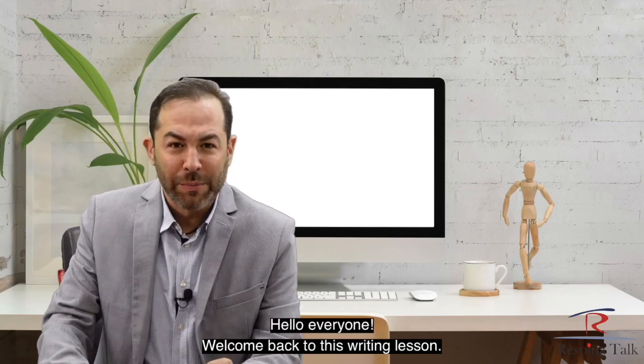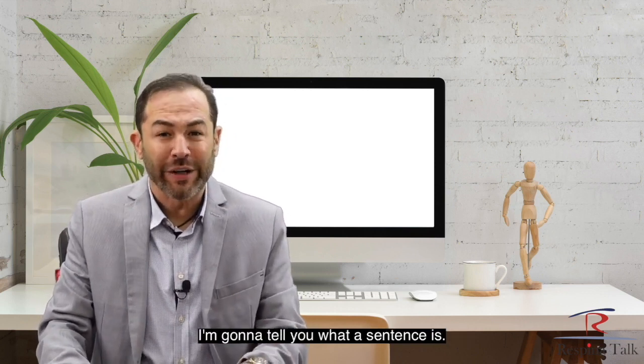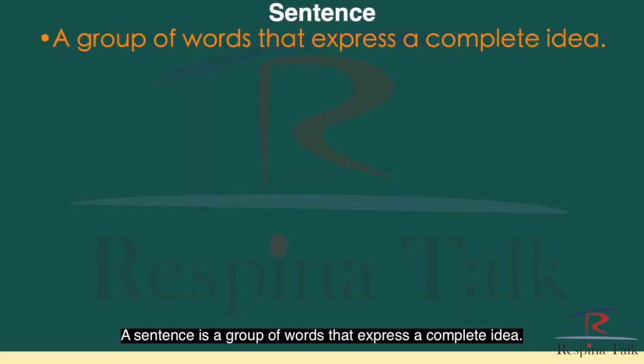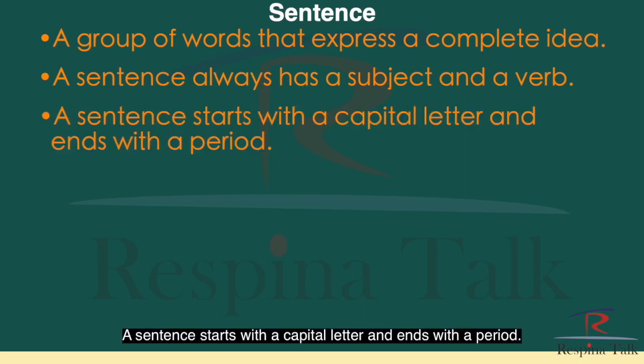Hello everyone and welcome back to this writing lesson. First we're going to start off with a sentence. I'm going to tell you what a sentence is. A sentence is a group of words that express a complete idea. Now a sentence always has a subject and a verb. A sentence starts with a capital letter and ends with a period.